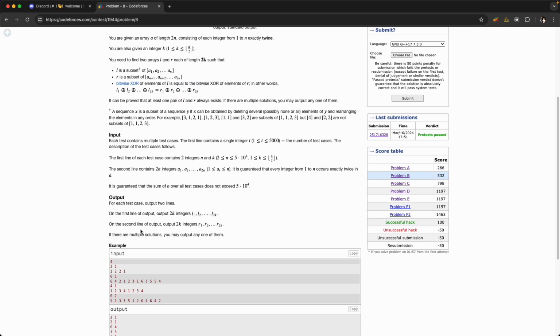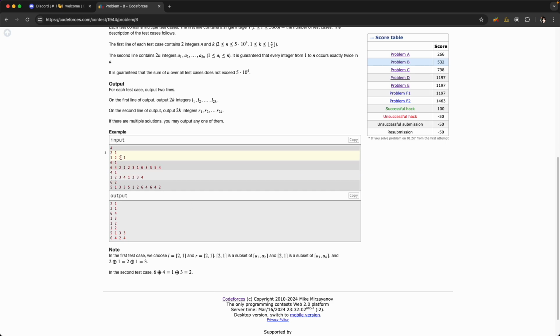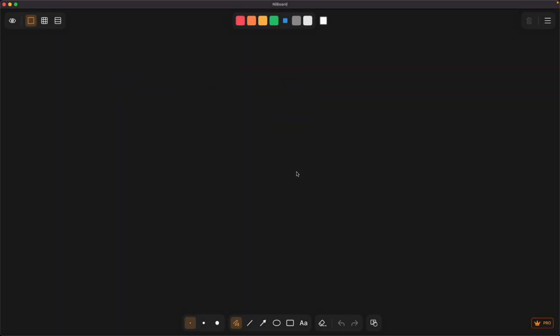Okay, so how can we solve this problem? Let's make an example with this one: 1, 2, 2, 1. I will make an array: 1, 2, 2, 1. My first thought is to sort this with the index. So the indices are 1, 2, 3, 4. I sort it, and I will get 1 at index 1, 1 at index 4, 2 at index 2, and 2 at index 3.